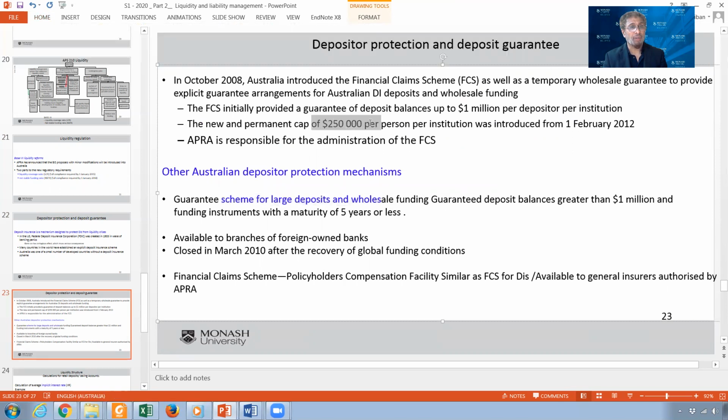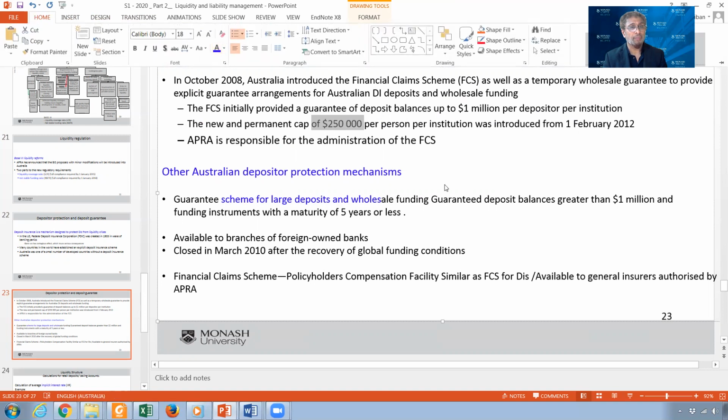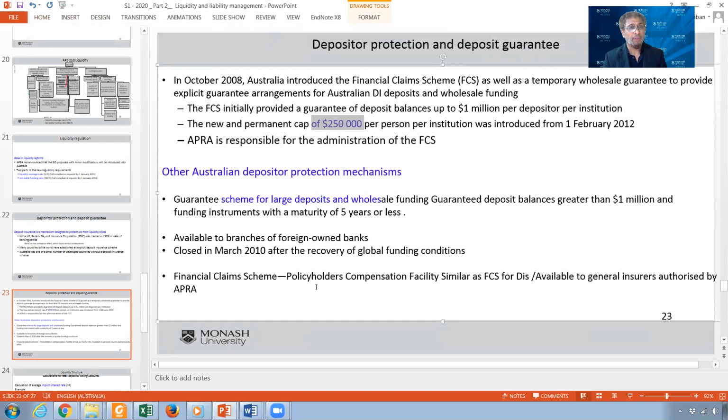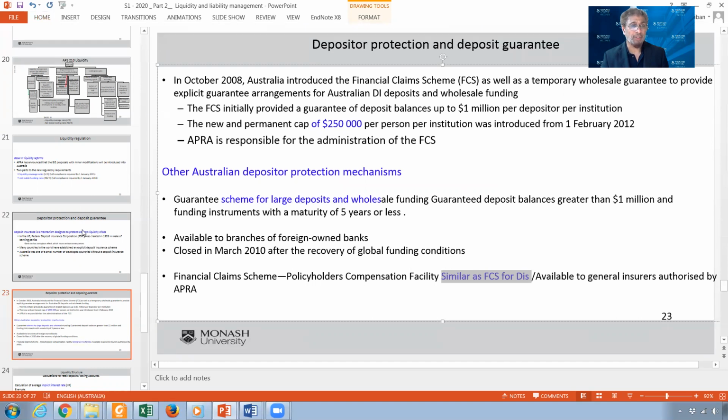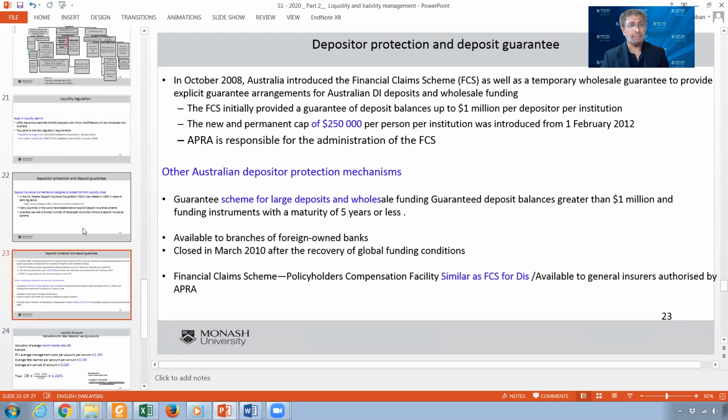This is the 250,000, as I told you, in Australia. This is the Australian system. I just want you to know that we will not go into details here. You have to understand that there is protection coming from the deposit insurance scheme, and the purpose of it is to decrease the risk of a bank run. This is detail you can read about.